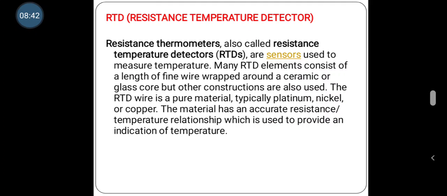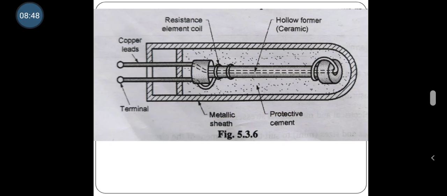Now let's move toward the RTD. The RTD stands for resistance temperature detector. This diagram shows the construction diagram of the RTD. It consists of the thermal terminals, copper lead, resistance element coil, halo former, which is made of ceramic, protective cement and metallic sheet.